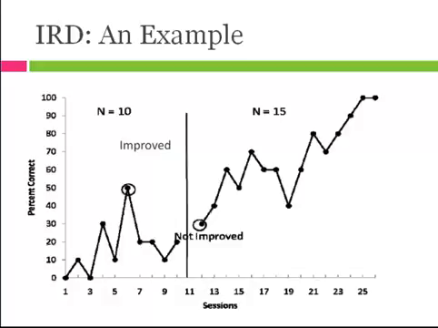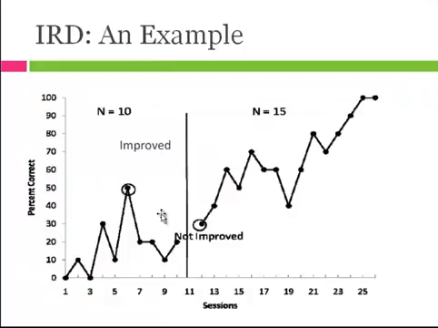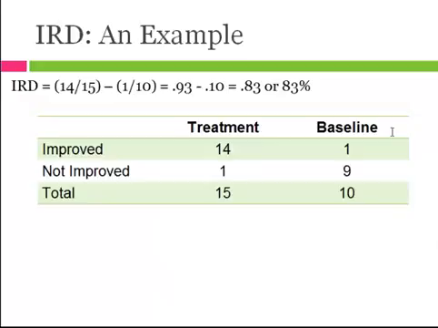So here is an IRD example. This is the baseline phase. There are 10 data points, and in the treatment phase we have 15 data points. Now, remember, we have to identify the minimum number of data points from baseline and intervention that would have to be removed for complete data separation. So if we remove these two data points, then we'd have complete data separation, right? Because then the highest data point in baseline would be here, and the lowest data point in treatment would be this and this. And so there would be some distance between this one and that. So there would be complete data separation, and that's what you're looking for. Once you identify those two points, then you can calculate IRD, and it's fairly simple.